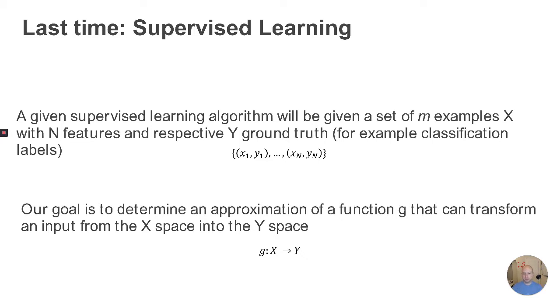One of the examples we brought up in the last lecture was housing prices, where the features may be the size of the house, how many floors, how many bathrooms, these kinds of things, and the respective Y value would be the price of the house. And we can create a model that tries to predict a particular house cost based on these different parameters of a particular home. So the goal of supervised learning is to approximate this function g that can take these values in the space of X and transform them into the space of Y.